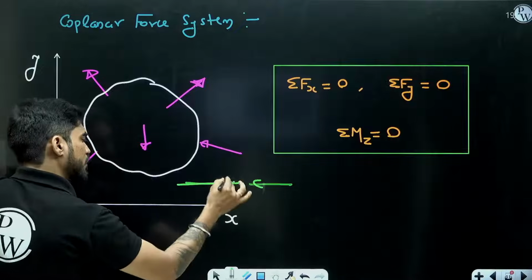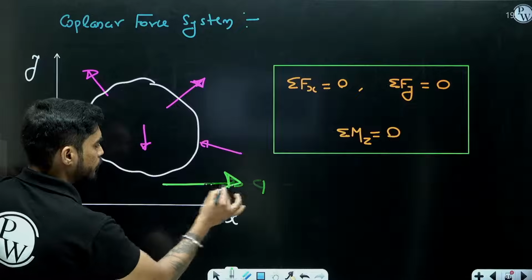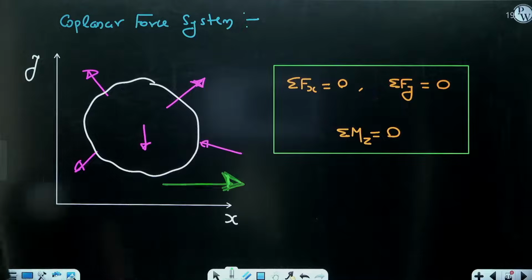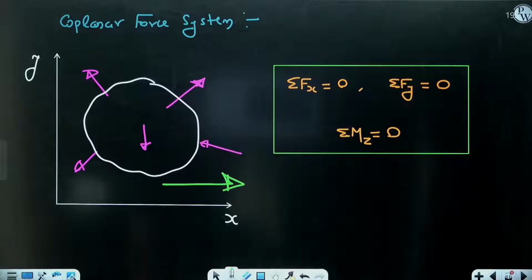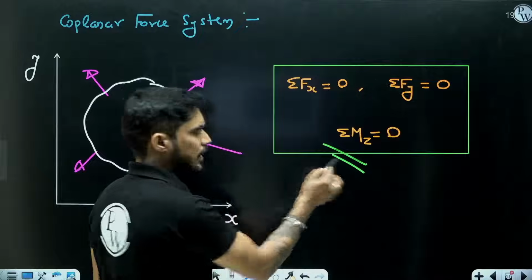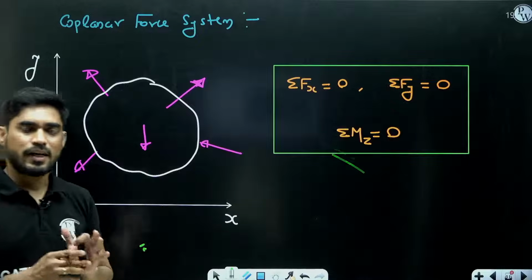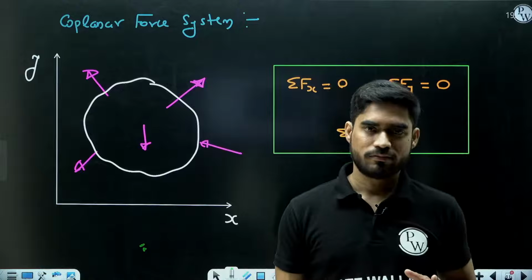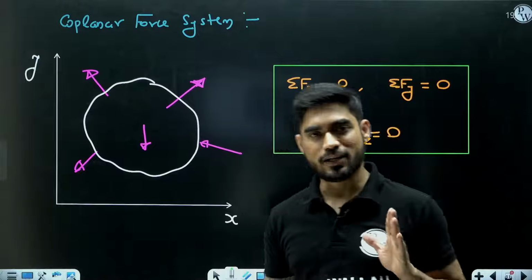You assume any one direction. Let's say I have assumed the force to be towards right, to be in the positive x. If I am getting a positive answer by solving these equations, my assumption is correct. And if I am getting a negative answer, my assumption is wrong. I hope this point is clear to you.